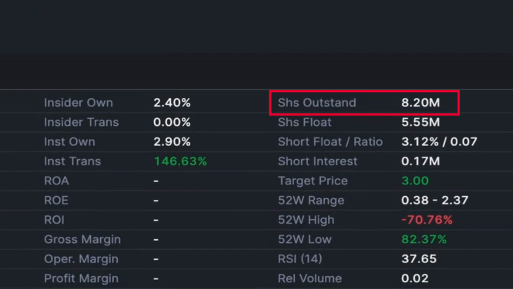On top of that we also see shares outstanding is 8.20 million. 8.20 million is the total number of shares of a company's stock that have been issued and are currently in existence. This includes all shares that are held by both insiders and the public.